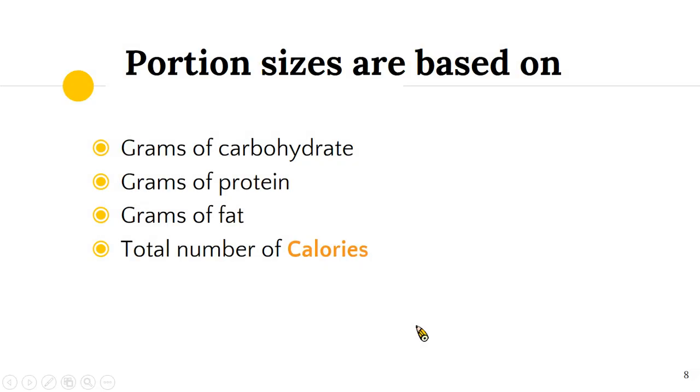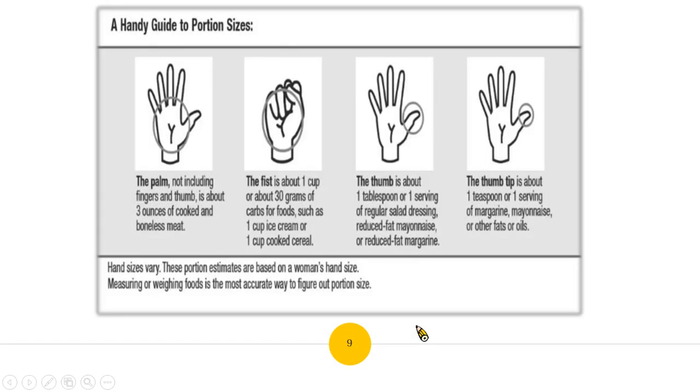Let's move on to portion size and first understand the amount of food. The portion size of the food exchange list is based on the grams of carbohydrate, protein, fat, and the total number of calories. It is an American handy guide to portion size. Units are imperial.